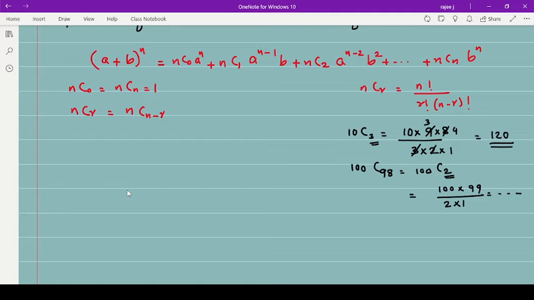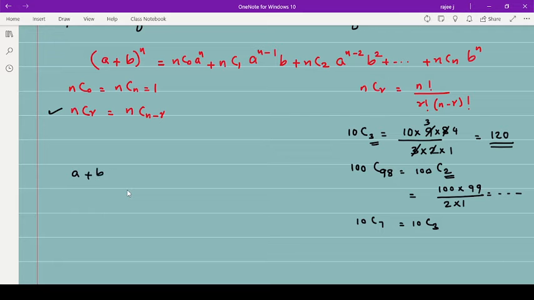This property we use in various places: NCR is NCN minus R. Especially in the binomial theorem, this is very useful. Suppose I want to find out 10C7, then this 10C7 will be equal to 10C3. 10C3 we will already have in the first, second, third term like that. So whenever you use the binomial theorem, this helps.